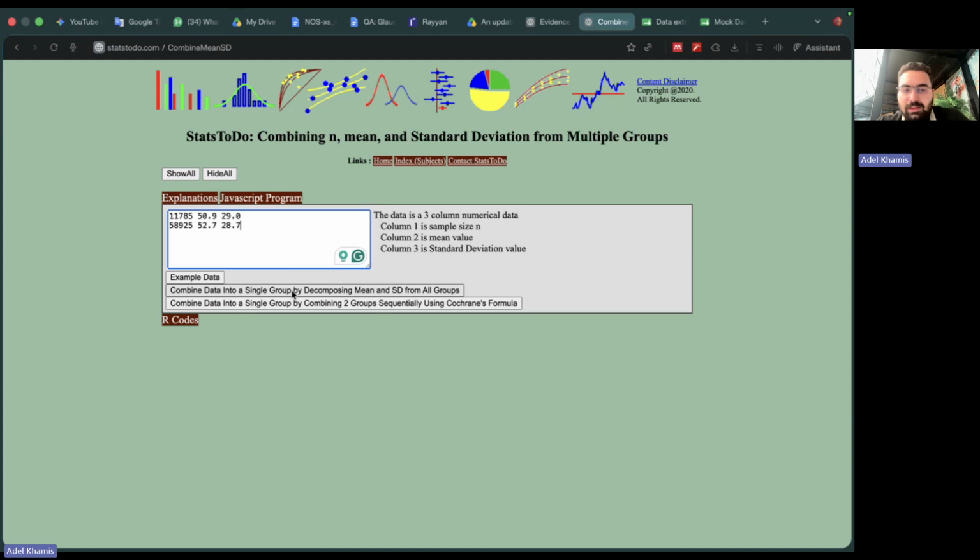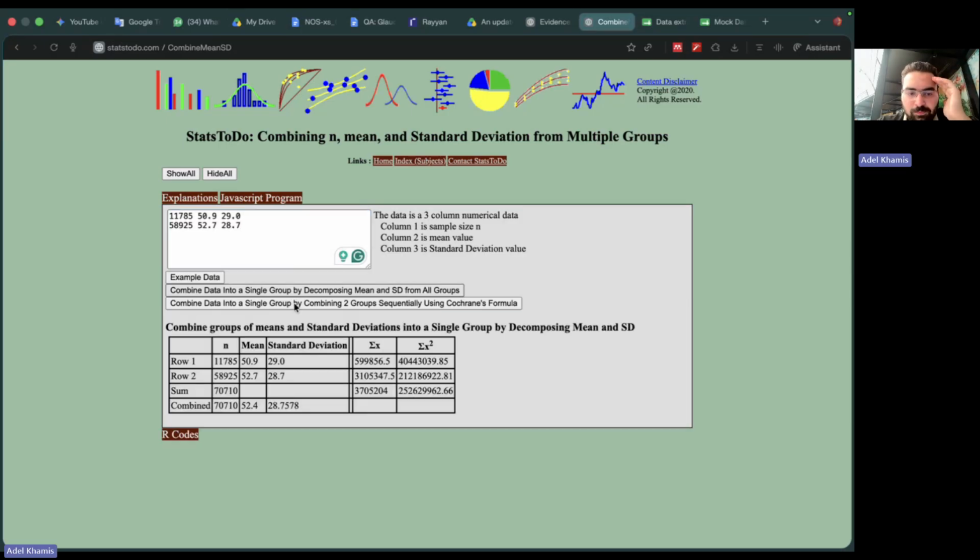Then you will click combine data into a single group by decomposing mean and standard deviation from all groups. Here you have the combined mean and standard deviation that you can use. So that's the first skill you need to know in data extraction, the combining of mean and standard deviation into one. So here it is.